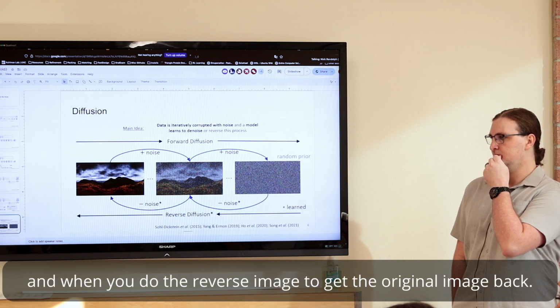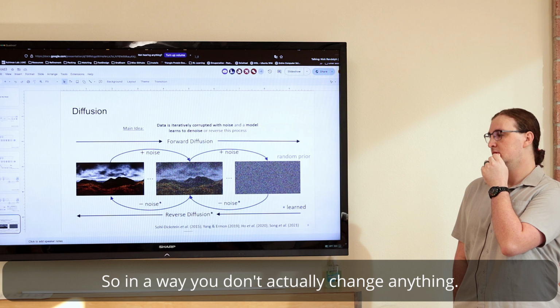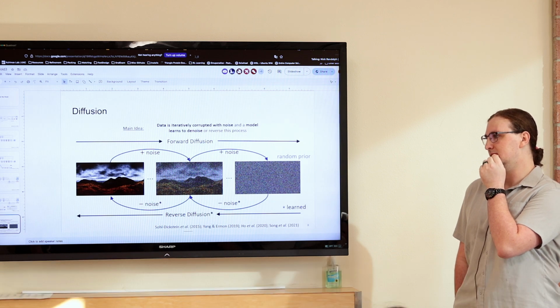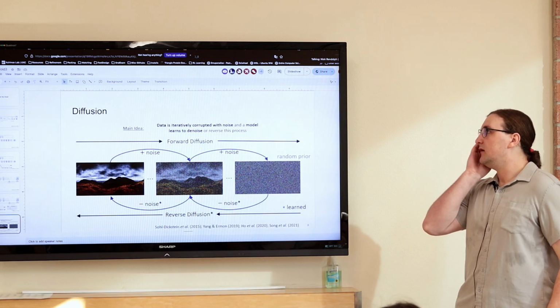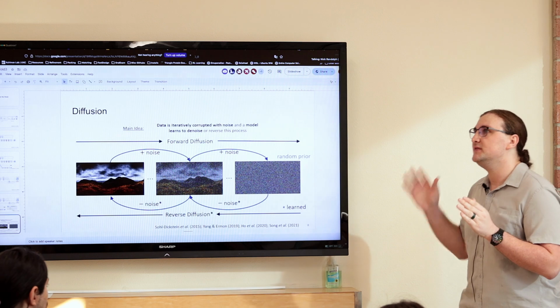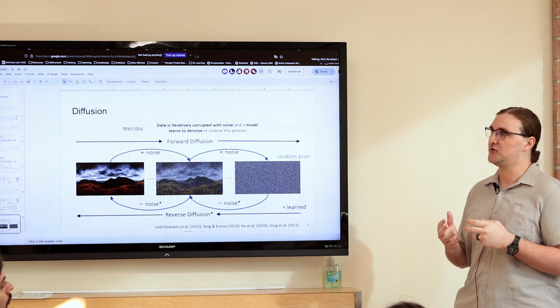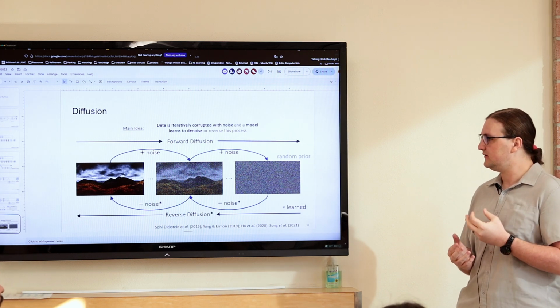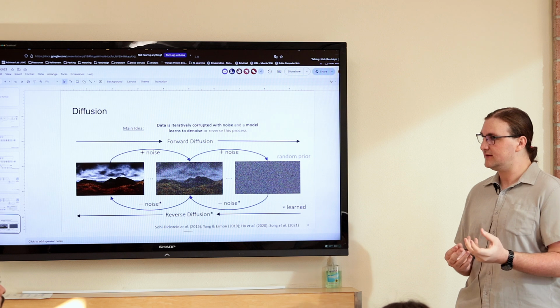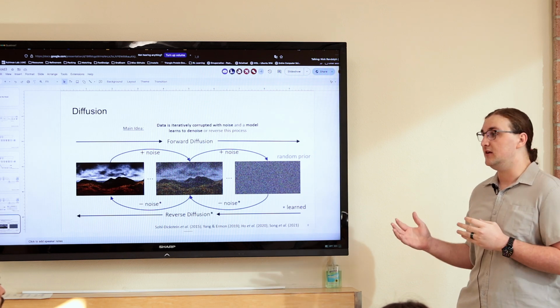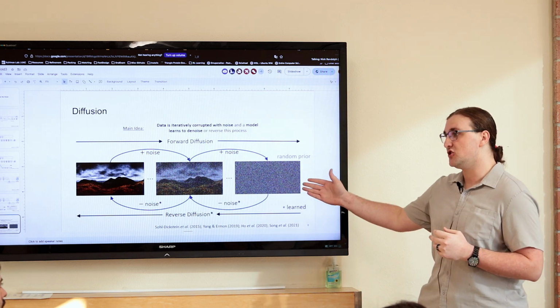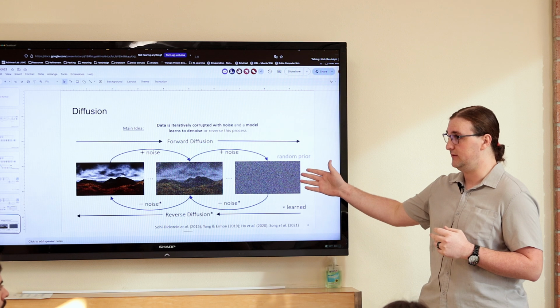And when you do the reverse image, you get the original image back. So in a way, you don't actually gain anything. So you're right. When you do the step backwards, you are training the model to reproduce the denoised, the ground truth denoised version of it. But when you start using it in practice, you're starting to give it these noised images.